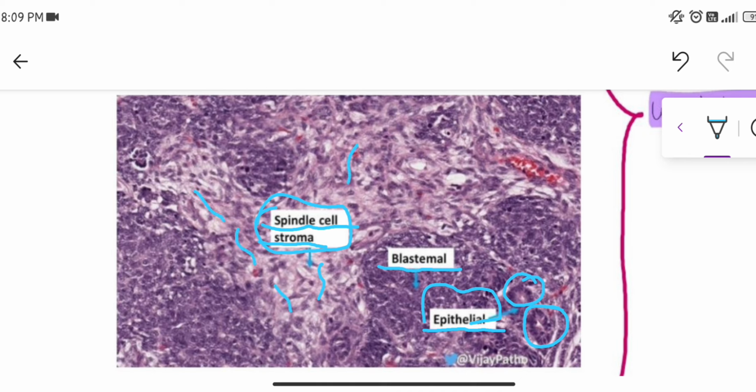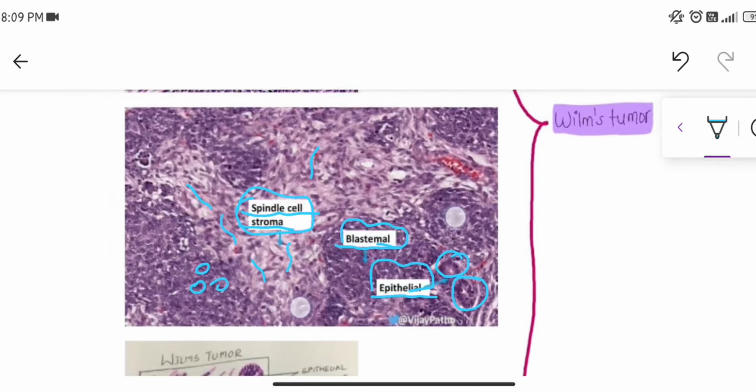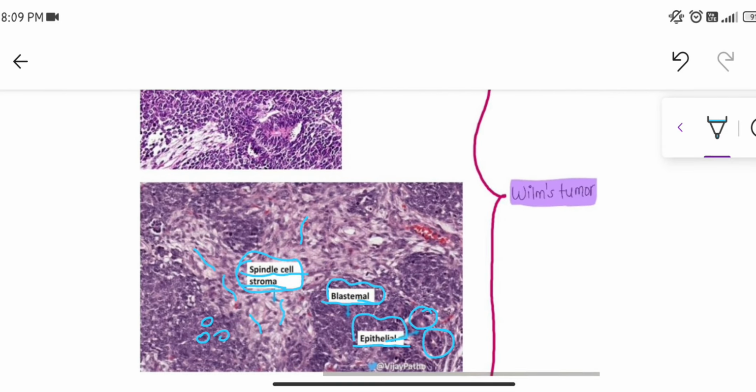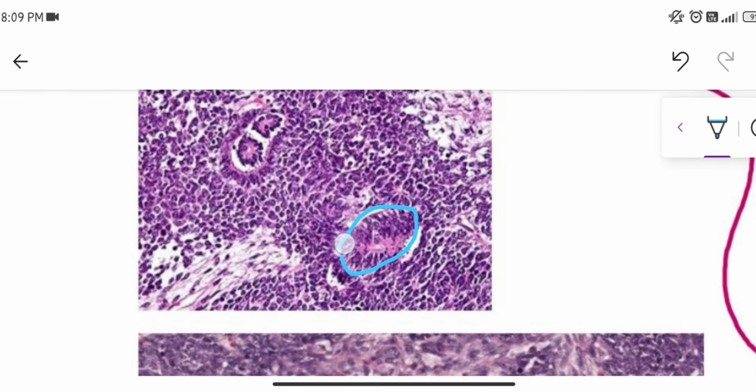Next will be the blastemal component. Blastemal component means something like the embryo. They are primitive cells and they will appear dark blue, small and round cells. So these are the blastemal components. In a single tumor you can see three types of components: the epithelial component, the blastemal component and the spindle shaped cells.